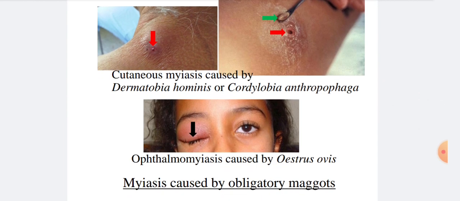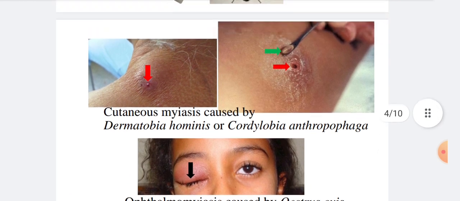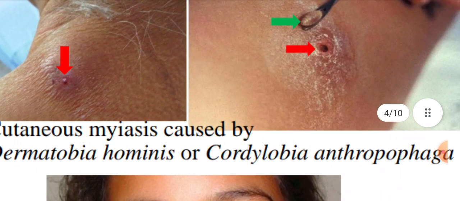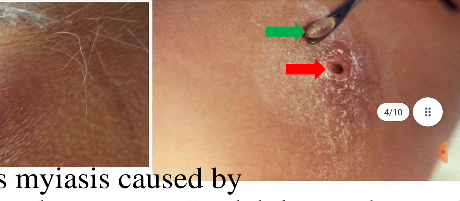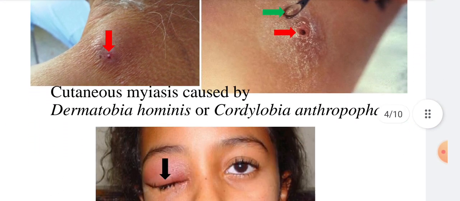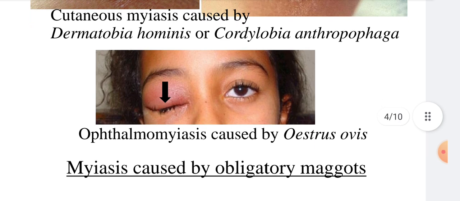Myiasis caused by obligatory maggots. Cutaneous myiasis caused by Dermatobia hominis or Cordylobia anthropophaga. The red arrows are pointing to the sites of myiasis, and the green arrow is pointing to a maggot. Ophthalmomyiasis caused by Oestrus ovis. The black arrow is pointing to the site of myiasis.